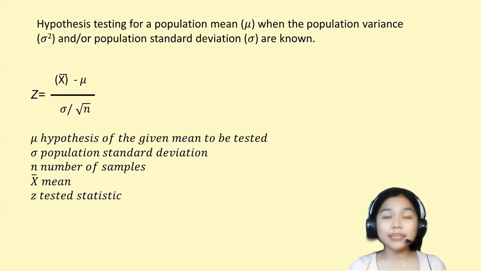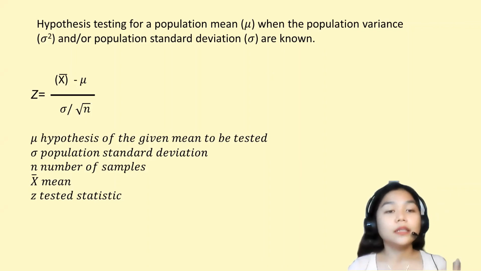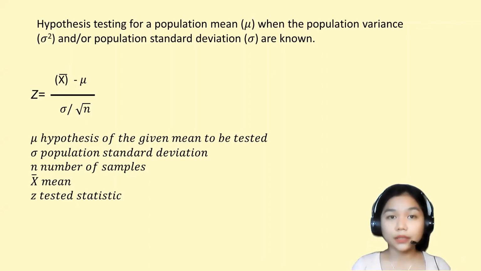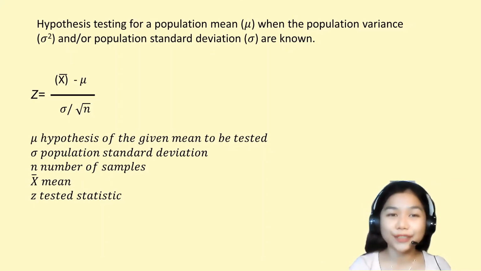For hypothesis testing naman po, for a population mean, especially when the population variance and the population standard deviation are known, this is the equation. So, Z is equal to mean minus the hypothesized value of the mean to be tested. In some other literatures, you would find M naught or M sub 0 that refers to the null hypothesis mean, over the standard deviation of the population divided by the square root of the sample size. So, this is actually for Z.